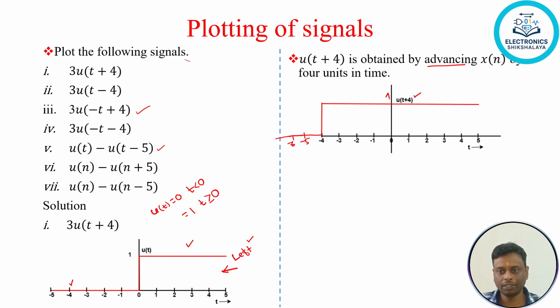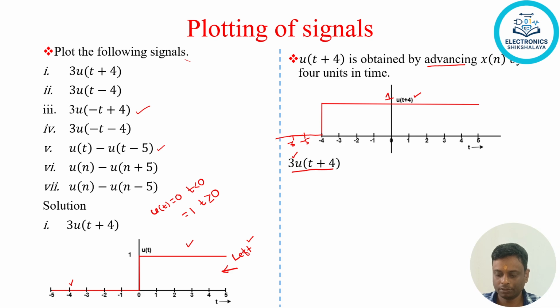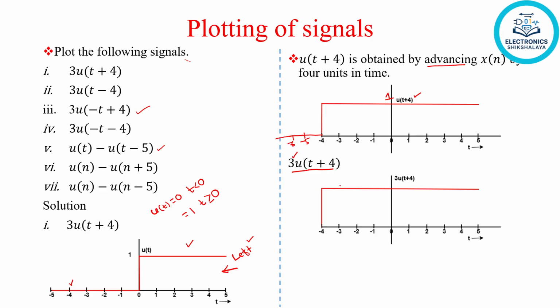The amplitude is 1 here. Similarly, we will plot 3 u of t plus 4. The 3 is actually the amplitude, so it is multiplied by 1, which gives 3. So this is our u of t plus 4, multiplied by 3, and the amplitude here is 3. This is how you plot 3 into u of t plus 4. This is our first case.